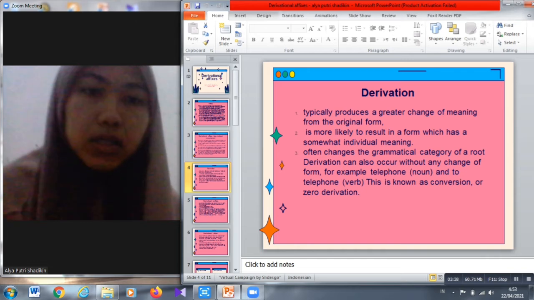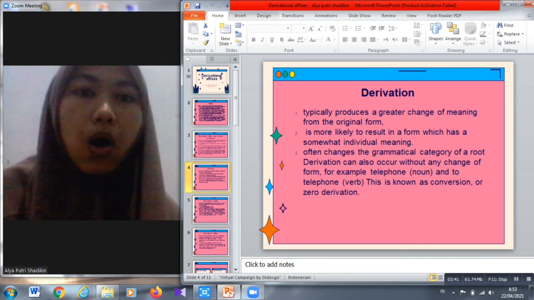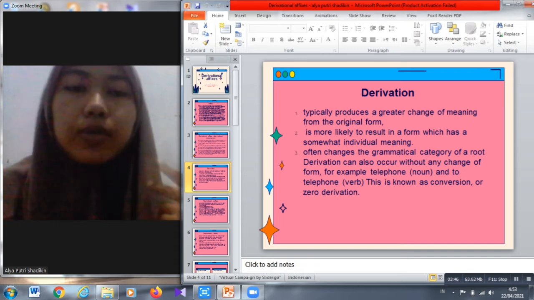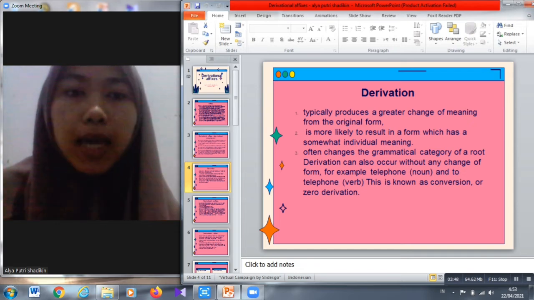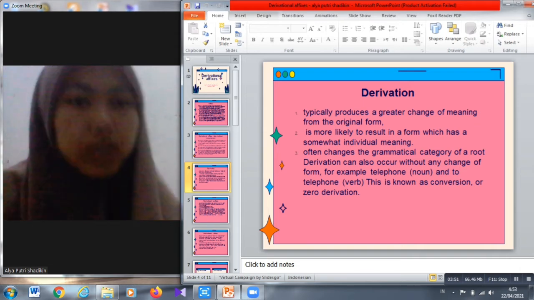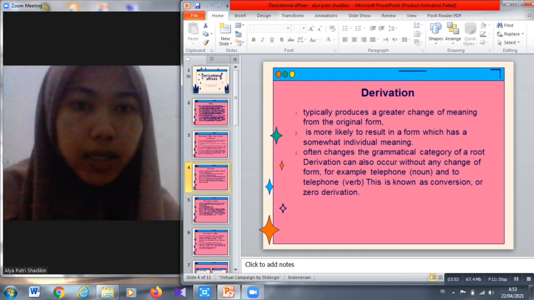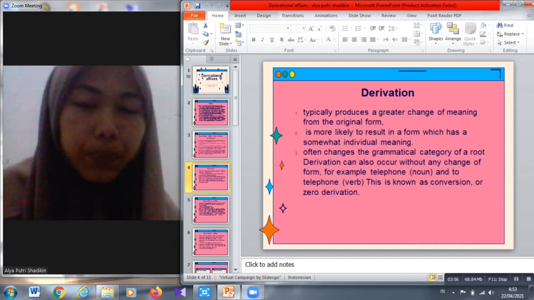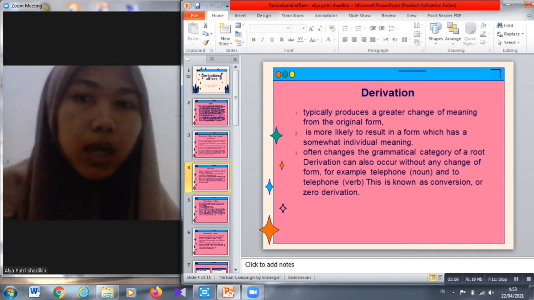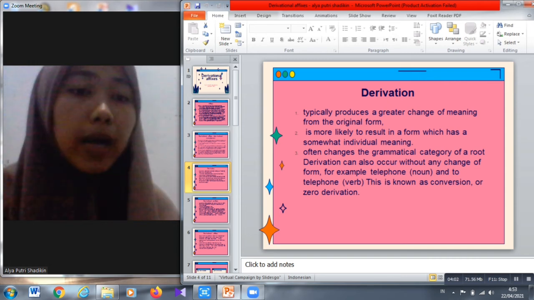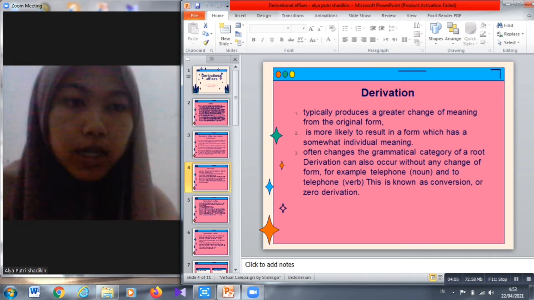So derivation typically produces a greater change of meaning from the original form. It's more likely to result in a form which has somewhat individual meaning. So it often changes the grammatical category of a root. Derivation can also occur without any change of form. For example, telephone as a noun and to telephone as a verb. This is known as conversion or zero derivation.